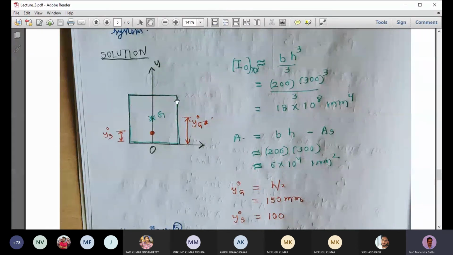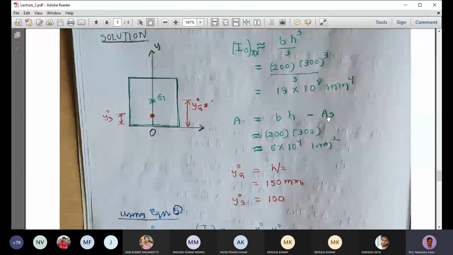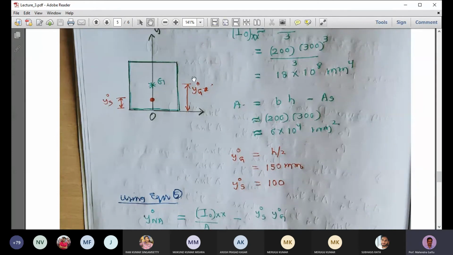Then what is the area of this concrete rectangular area? Area of pre-stressing strand is 500. So we have to subtract it actually. And when you do this calculation also, we have to take care of the small hole, but I'm neglecting it. So I'm putting an approximate. And area of concrete is actually BH minus area of steel. Area of steel is 500, and if you see BH value, it is 200 into 300. It is 6 into 10 power 4. So that 500 is very negligible compared to this value. So I'm just writing 6 into 10 power 4. Now YG value is h by 2. Approximately, it is 150 millimeters, and y naught s is 100.